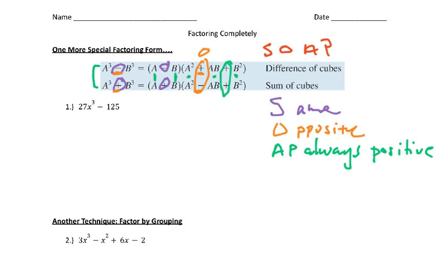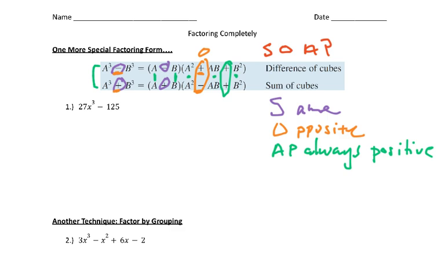So you can just remember a, b, then the other factor is a squared, ab, b squared, and you can use your SOAP, same, opposite, and always positive, to help you fill in those sign values. So try the first one out. You're going to want to figure out what the a and the b is, and then figure out what the expression will be. So pause the video and try solving 27x cubed minus 125.